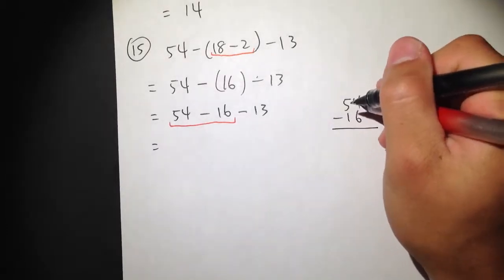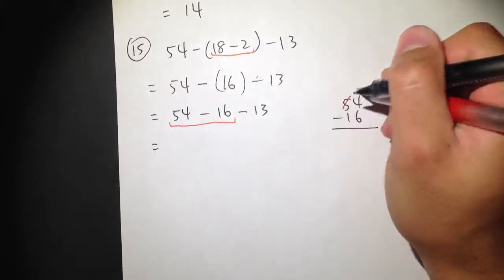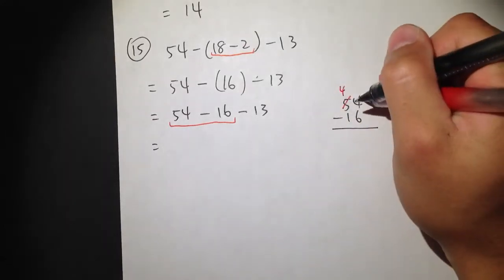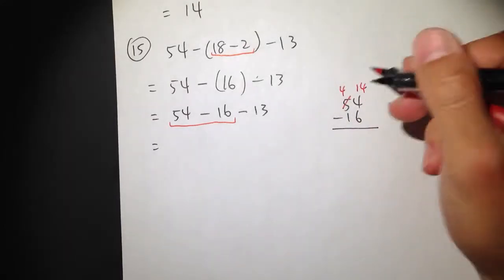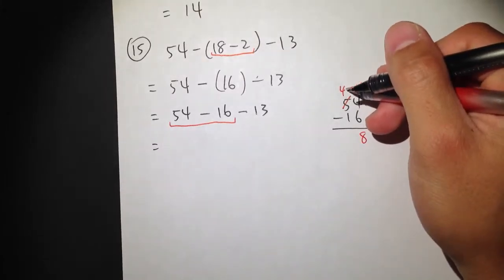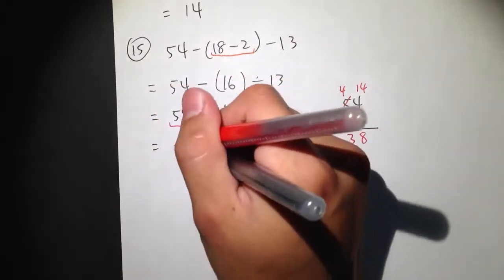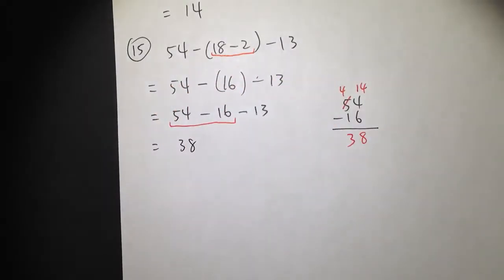So I need to borrow. 4 minus 6 does not work. Borrow. So get rid of this, make that 4, and this becomes 14. 14 minus 6 is equal to 8. And then 4 minus 1 is equal to 3. So the result of this is equal to 38.